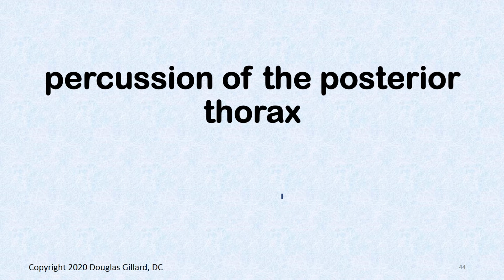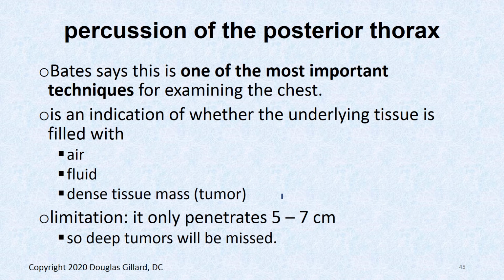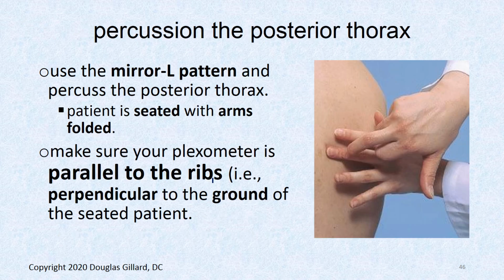Okay, percussion now of the posterior thorax. So Bates says this is one of the most important techniques because it does penetrate down about 7 centimeters, which is pretty far. That's farther than heat and ultrasound and things like that. So you might be able to pick up a lung tumor if it's close enough to the surface. You can also pick up air and fluid and things like that. So let's look at how to do this.